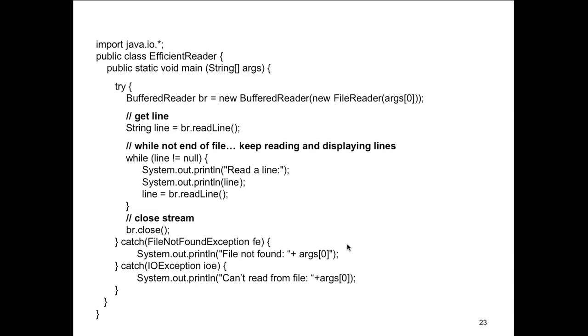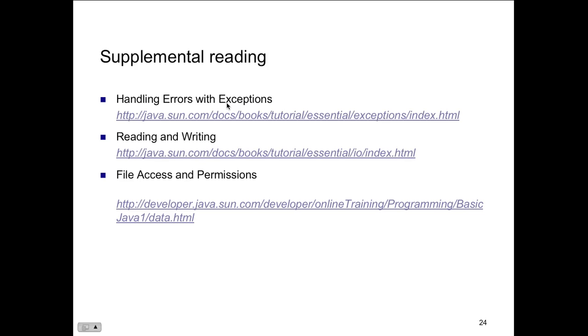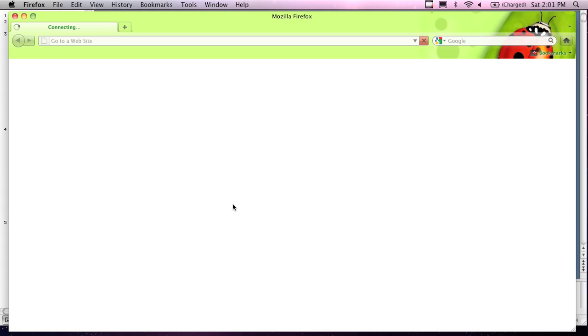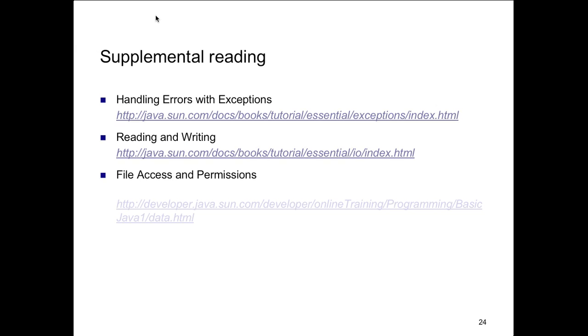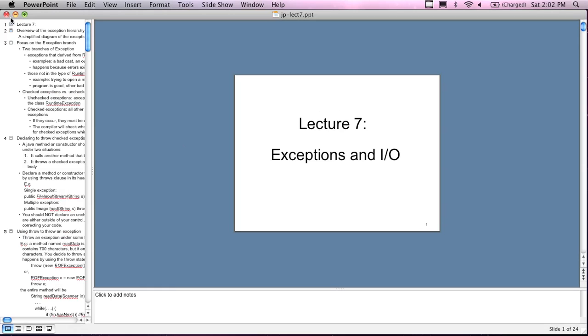Here's another example of an efficient reader. It's just going to make instances of the buffered reader object and use that inside of a file reader. So if you want any more information on error handling, exceptions, reading and writing to files, and accessing files and permissions, here are some good links. And I believe the links still work. Actually, Sun should automatically go to Oracle these days. Yep, it does. So everything that says Sun, although it does look outdated, is still relevant. It still works. It just goes to Oracle.